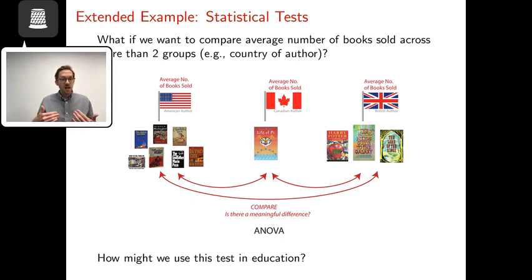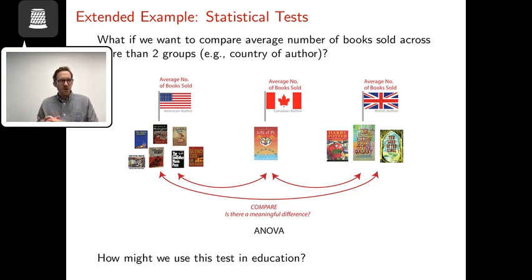Well, we go to a test called the analysis of variance, or an ANOVA test, which is going to tell us if there's a meaningful difference somewhere between the outcomes of the average number of books sold in the US authors, Canadian authors, and British authors.